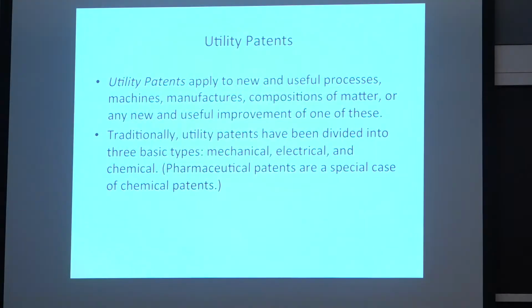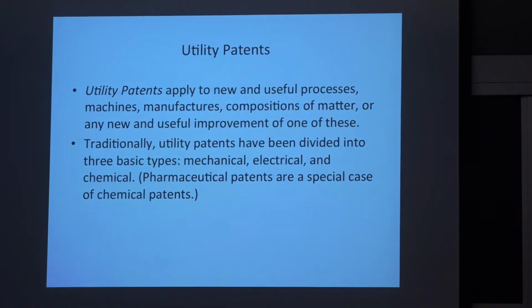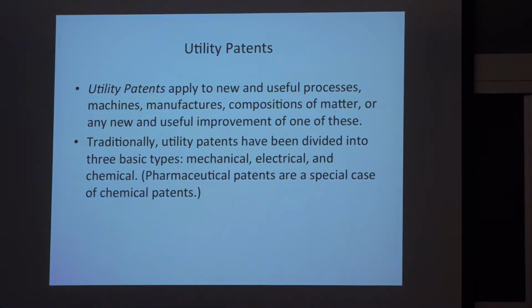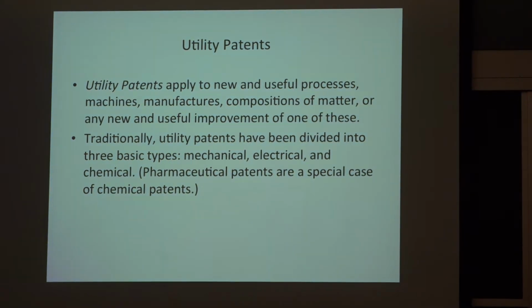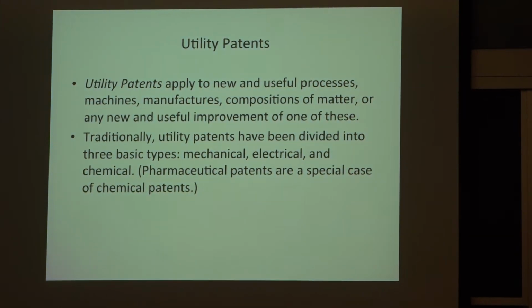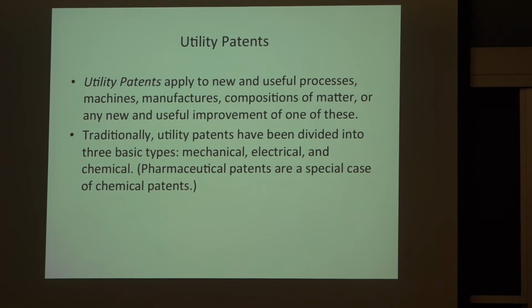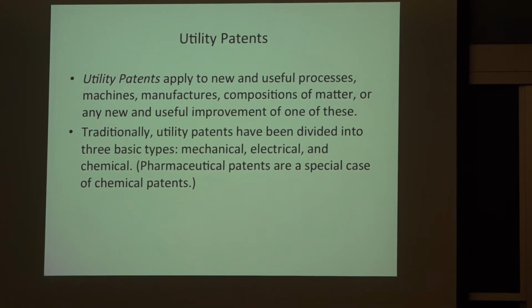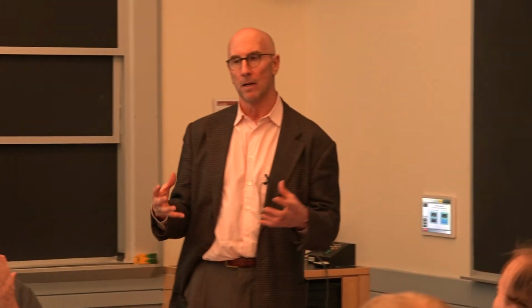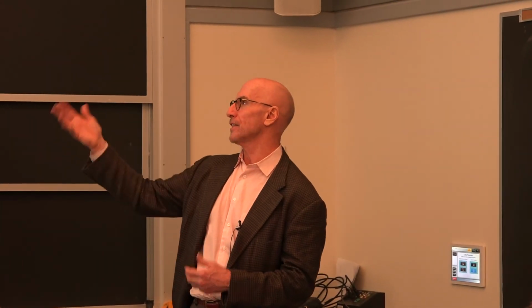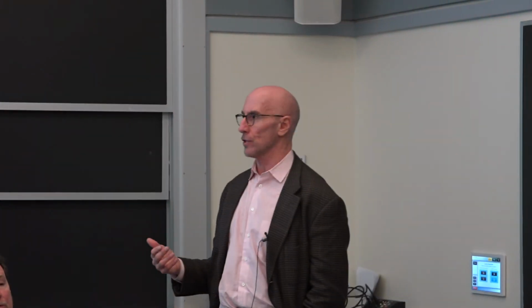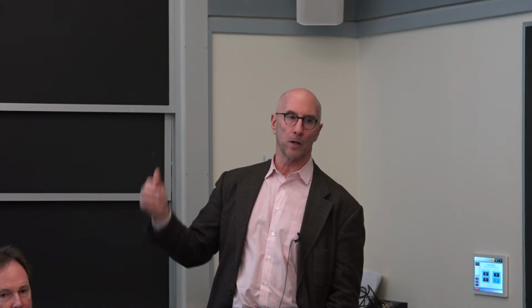Utility patents apply to new and useful processes, machines, manufacturers, compositions. Usually 3 types: mechanical, electrical, and chemical. The differences are beginning to become a little bit blurred as technology outpaces these categories. But generally, if you submit an application to the USPTO, they'll put it into one of those categories.